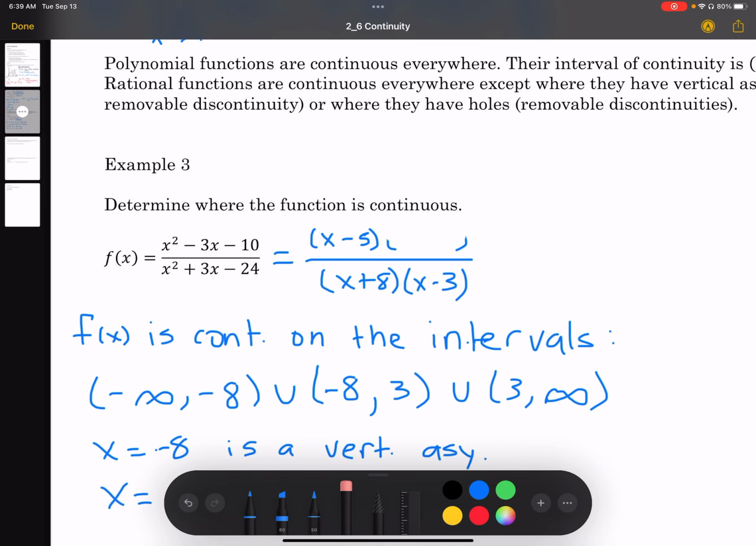Now I'm just doing something extra, where imagine that we had x minus 3 here instead. So for this addendum, we would say x equals 3 is a removable discontinuity, which means it's a hole in the graph. And then x equals -8 would still be a vertical asymptote. So our function would still be continuous on these intervals that we've defined, but x equals 3 changes to be a removable discontinuity because the factor x minus 3 can be divided away.